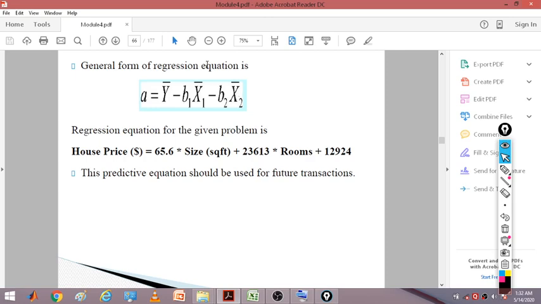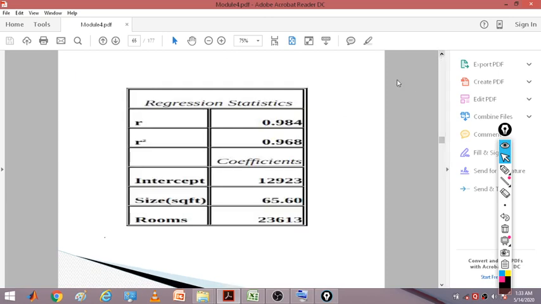Now, because you have two variables, x1 and x2, your equation will go like this. For the intercept c, you calculate y bar minus mx; instead of mx, because you have two parameters, it is b1 x1 bar minus b2 x2 bar. So the regression equation for the given problem, by running the regression model, uses the previous parameters. One value is 65.6 into square feet, so this is for x1.